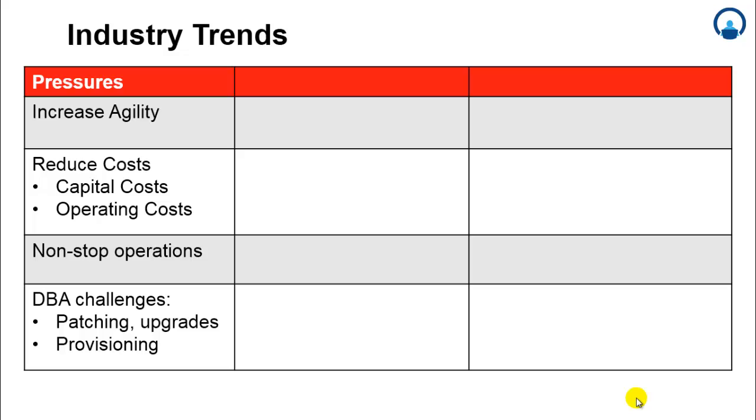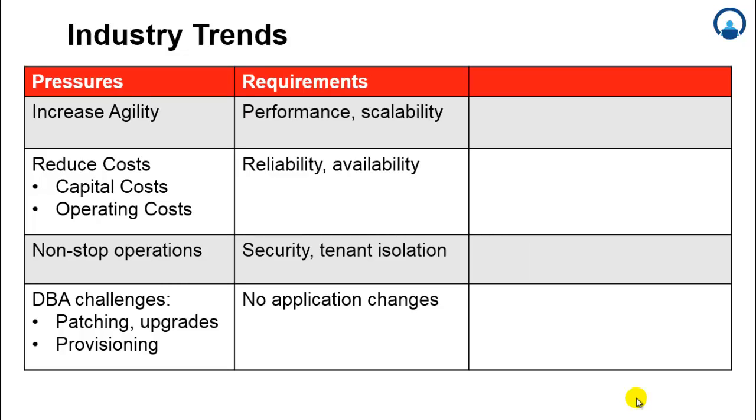Big companies have achieved scale of operations and now they want to realize economies of scale. As always, DBAs are faced with the challenges of patching and upgrading a large number of databases and provisioning new ones. The requirements are also familiar and more or less unchanged. Performance, scalability, reliability, and high availability are non-negotiable. Security is threatening and tenant isolation is critical. No time to stop and retool with new applications.